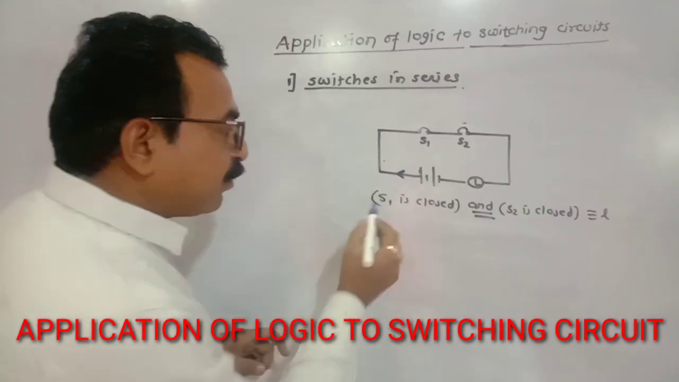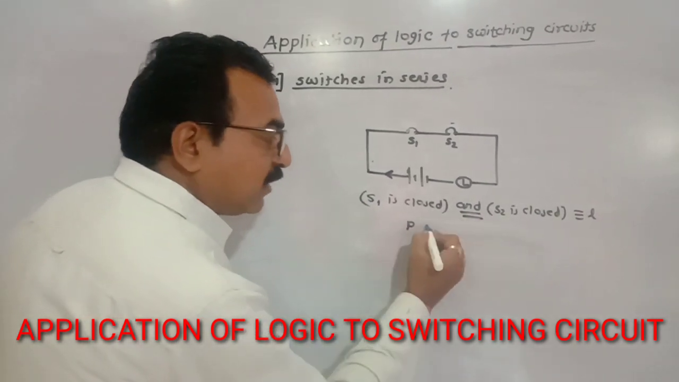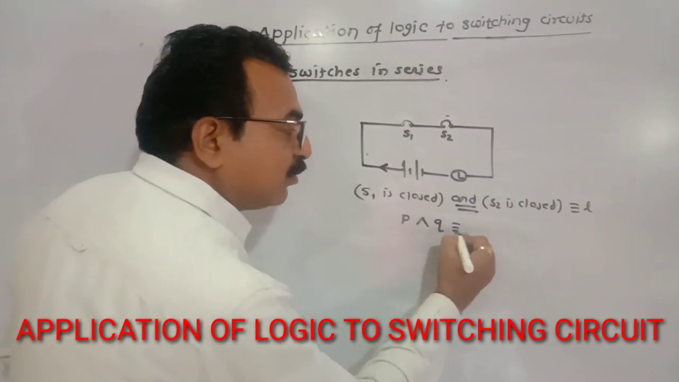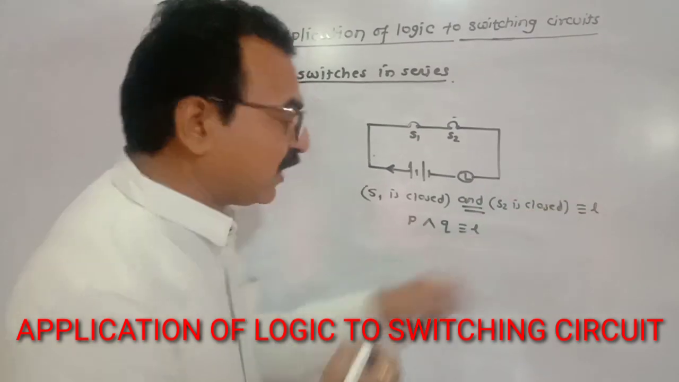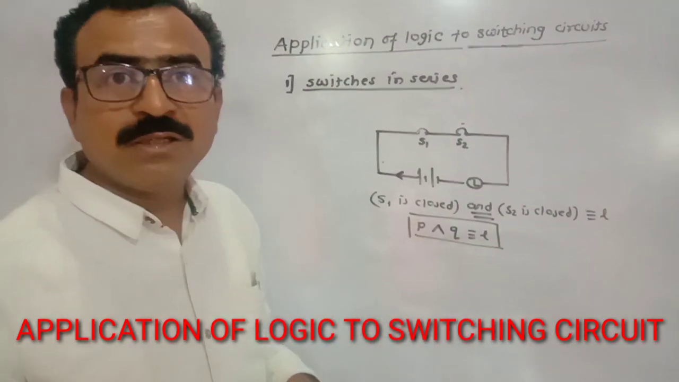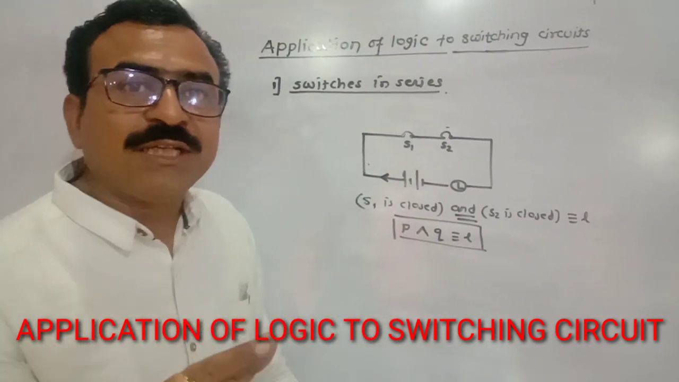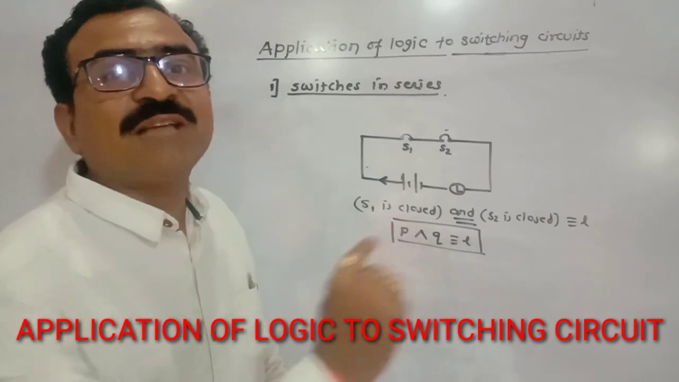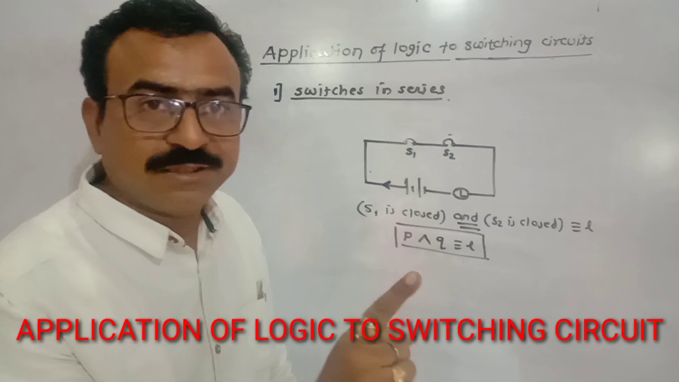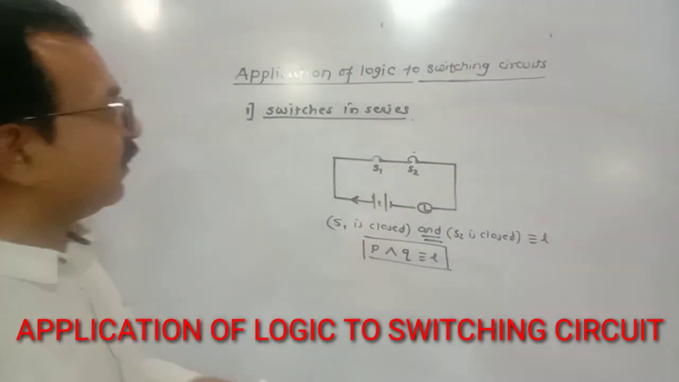Okay? Suppose this S1 is closed is represented by P and the symbol of AND is this, and S2 is closed is represented by Q, then the symbolic form of this statement becomes P and Q is equivalent to L. So in case of series combination, you have to note one thing, and that is when the switches are present in series combination, then you have to use AND. Understood? Now let us learn about the switches in parallel.